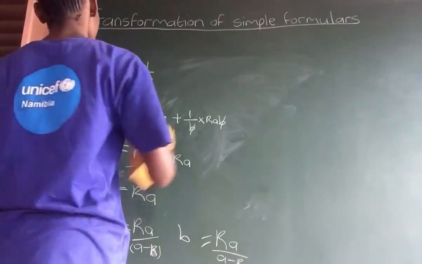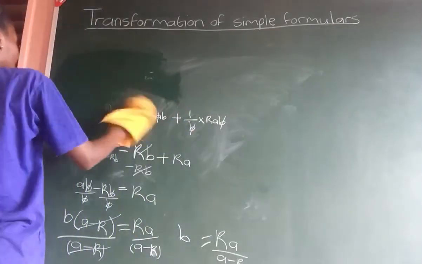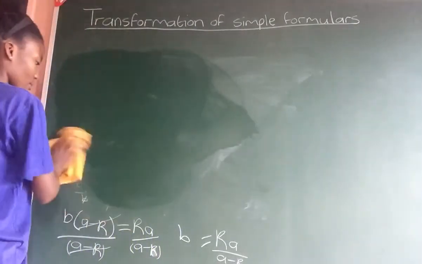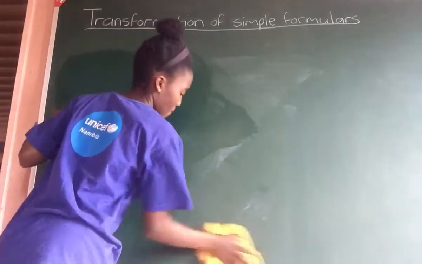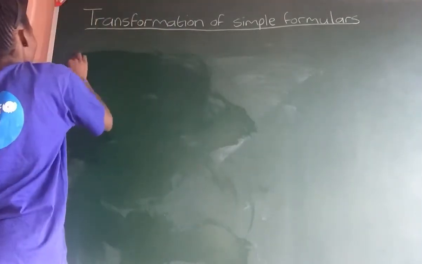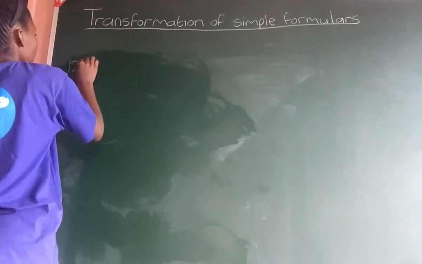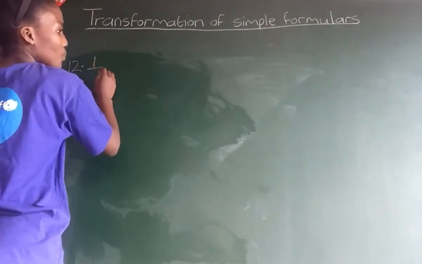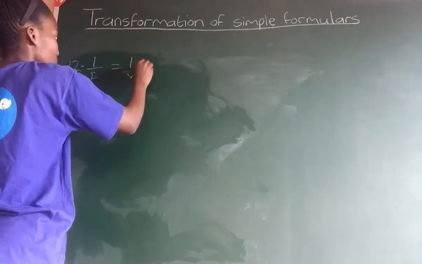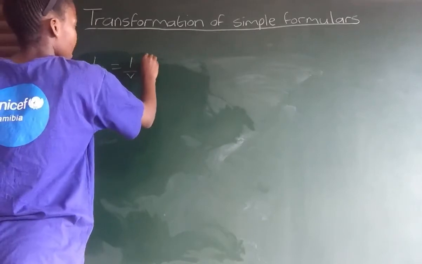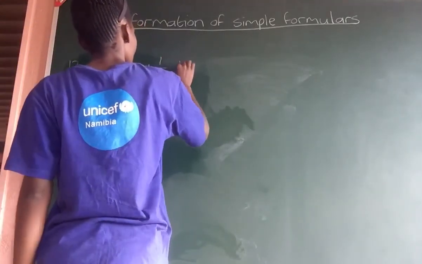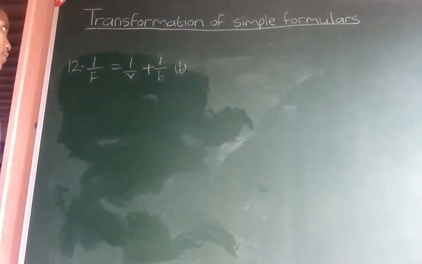Okay, example number 12. We have, they are almost the same, 1 over f is equal to 1 over v plus 1 over b. In this case, we're told to make b the subject of the formula.